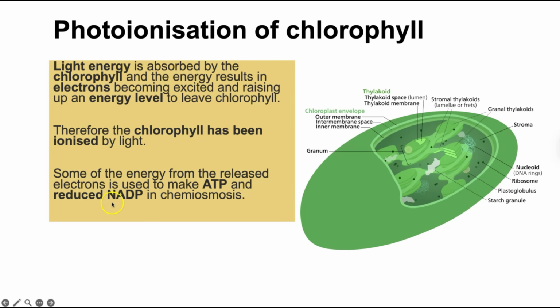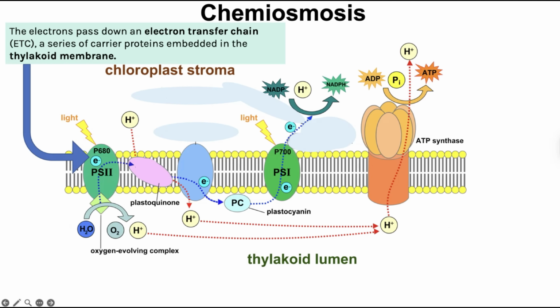And those electrons are going to be used in one of the later stages to help make ATP and reduced NADP. And that later stage I keep referring to is chemiosmosis. This is where we're going to see the protons and electrons being used to make ATP and to make reduced NADP.